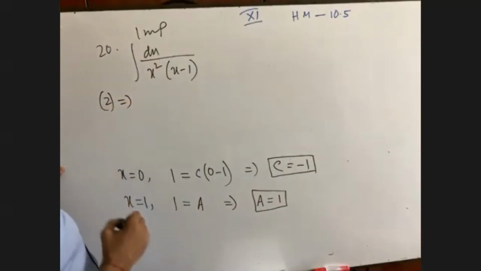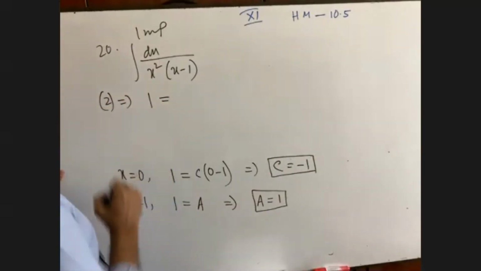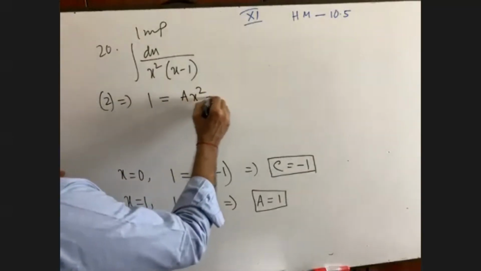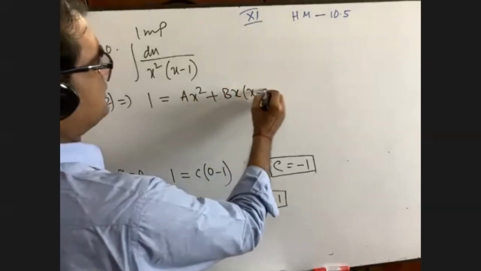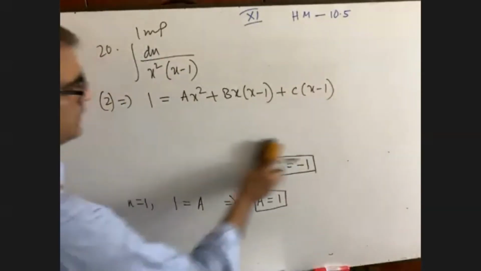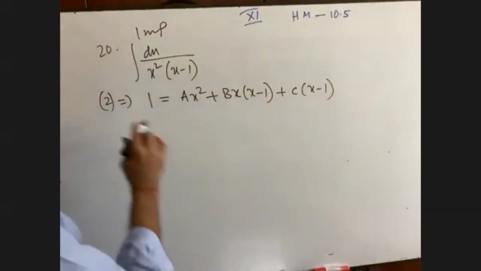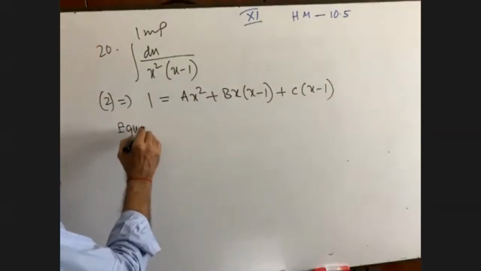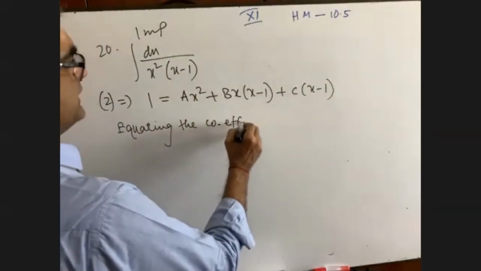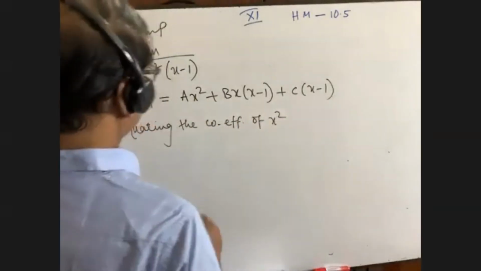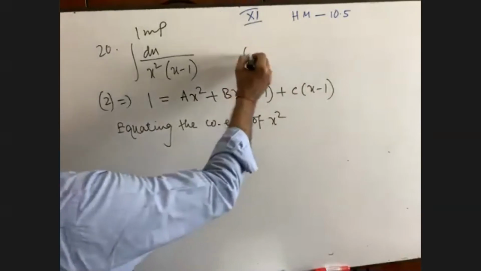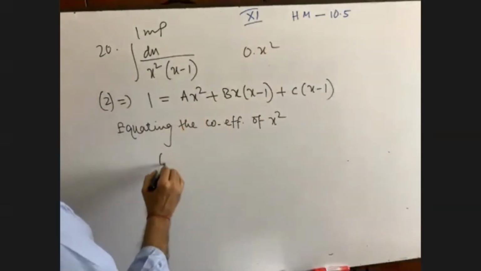You know what our equation 2 was? 1 equals to ax square plus bx into x minus 1 plus c into x minus 1. You write down, equating the coefficient of x square. What are you getting? Here the coefficient of x square is 0. There is x square, but 0 into x square. So we are getting 0 in the left hand side.